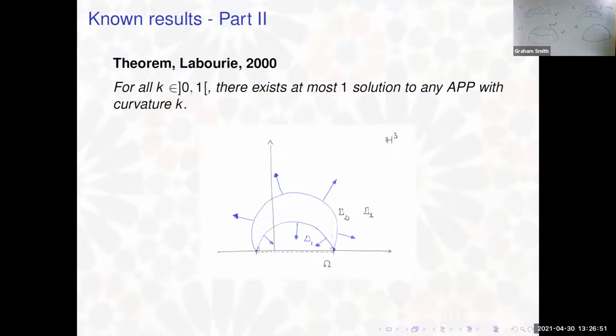I should add at this stage, a lot of my surfaces here that I'm calling convex do not look remotely convex. This is because I am in the upper half space model of hyperbolic space, so that convex things do indeed not look convex. This surface here, for example, is convex in hyperbolic space.